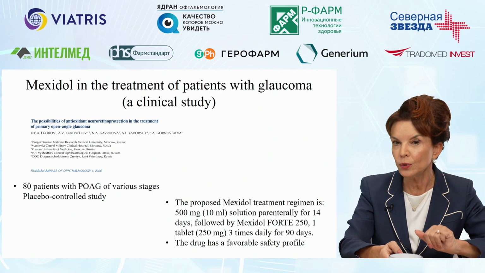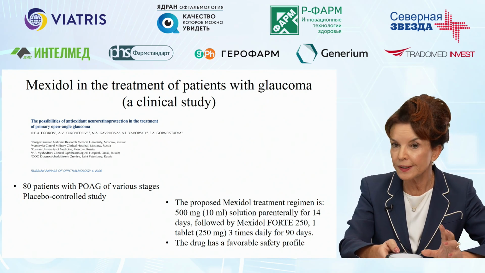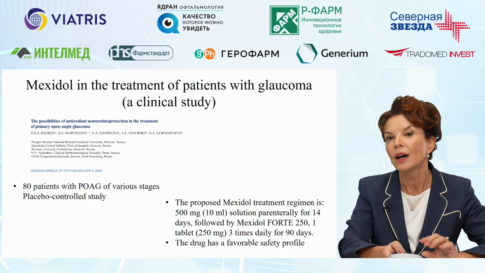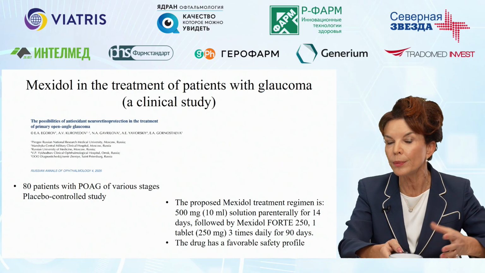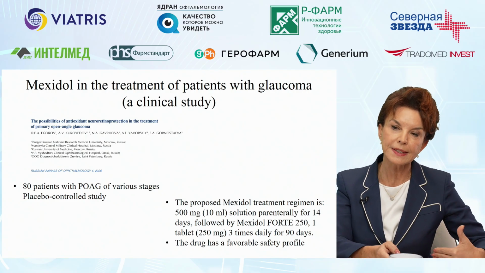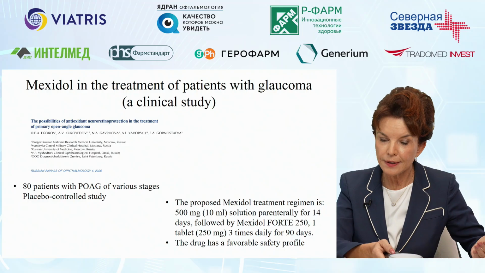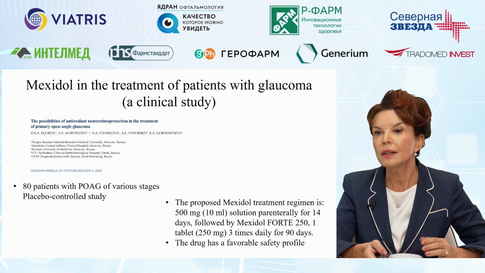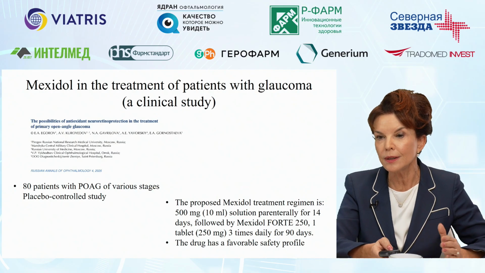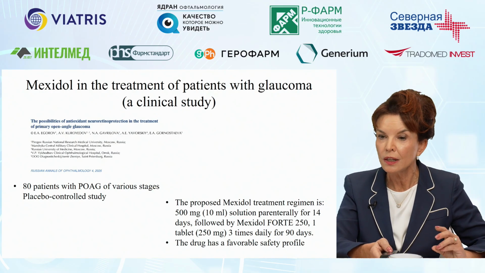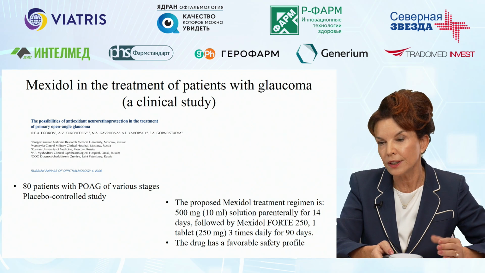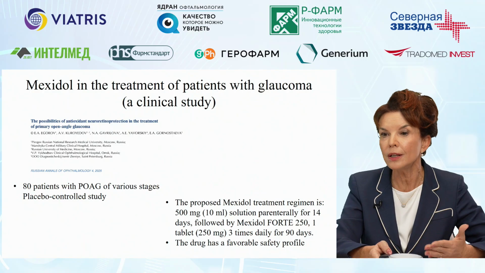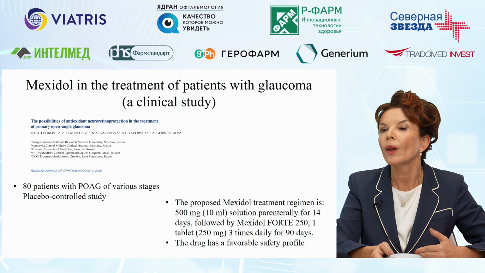A lot of clinical trials were conducted in different regions of the Russian Federation. These were small trials, but recently we published a meta-analysis of these trials. Altogether, 80 patients with POAG of various stages, and there was also a placebo group. The proposed Mexidol treatment regimen is 500 milligrams of solution parenterally for 14 days, followed by Mexidol forte, one tablet of 150 milligrams, 3 times daily for 90 days.